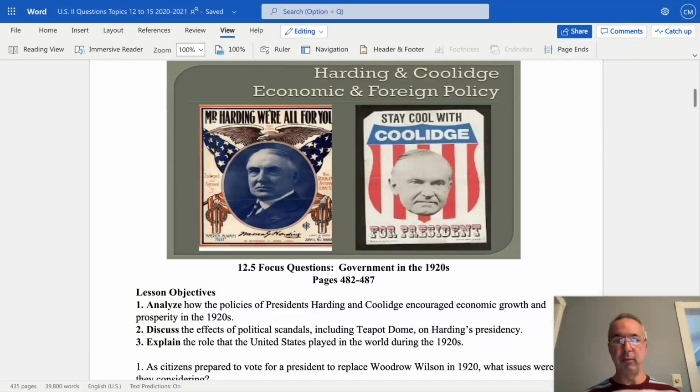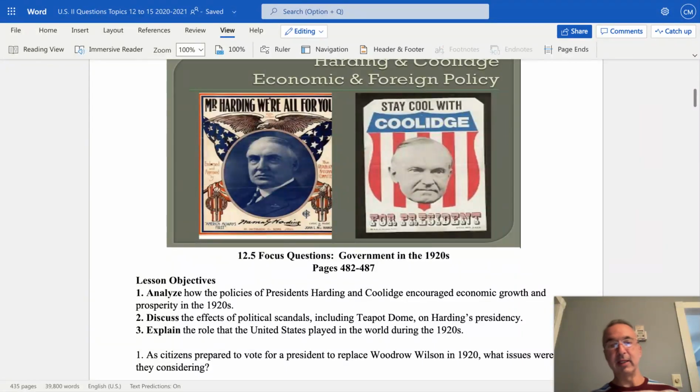Time to take a look at 12.5 as we take a look at the Harding and Coolidge policies, both from an economic and foreign policy front. So some of the key objectives we're looking at here in 12.5, we'll be analyzing how the policies of Presidents Harding and Coolidge encouraged economic growth and prosperity during the 1920s. We'll look at some of the political scandals, including the Teapot Dome scandal, in particular on the Harding presidency. We'll explain the role the United States played in the world and around the world during the 1920s.